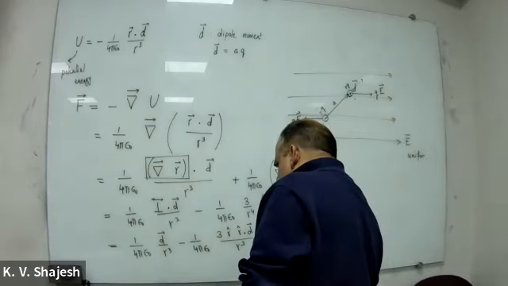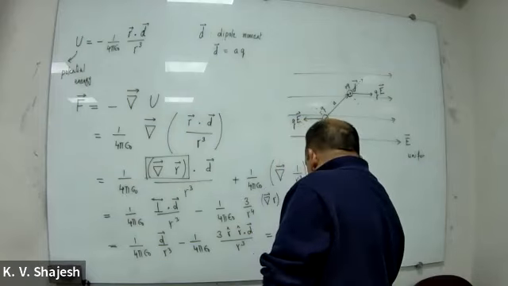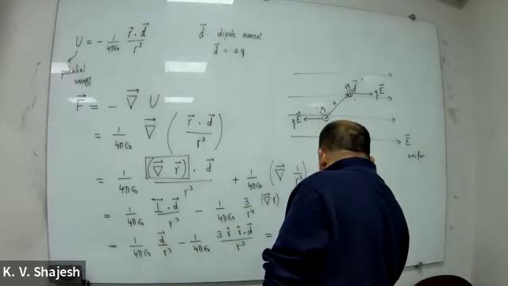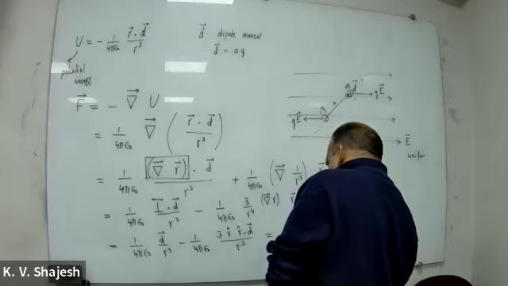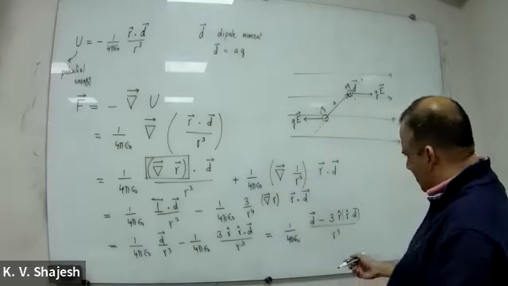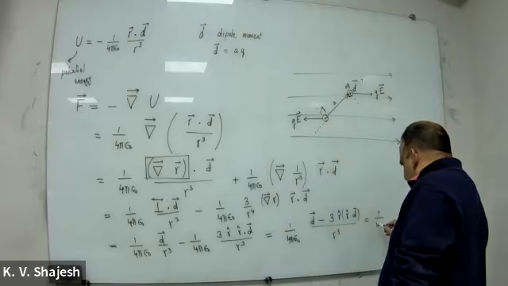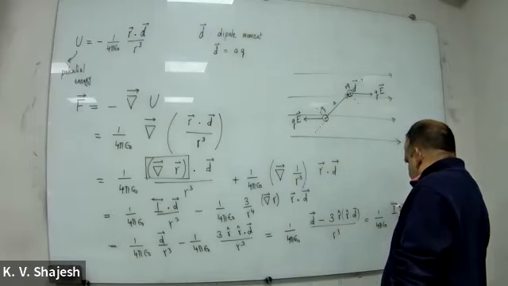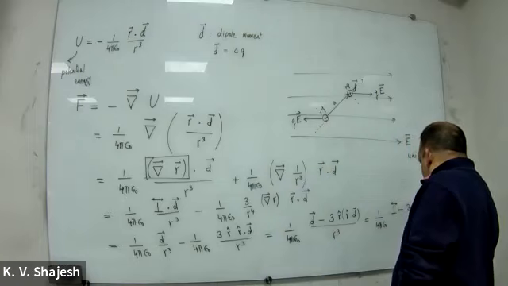Often this is written as D over R cubed minus 3 R hat dotted with D over R cubed. And even better, if you want to write this as a projection, this is 1 minus 3 R hat dotted with D divided by R cubed.